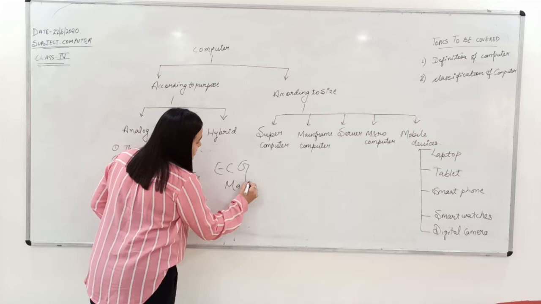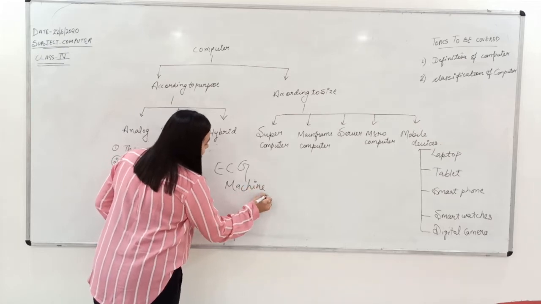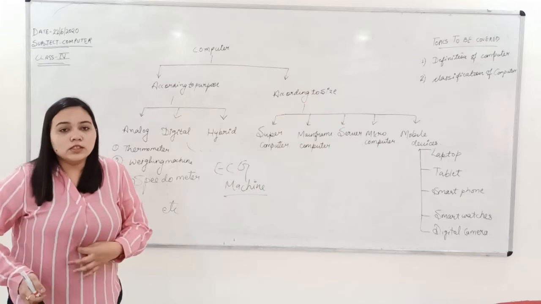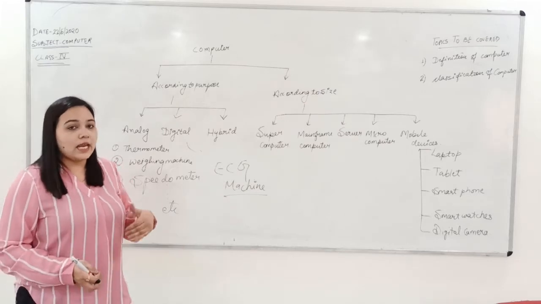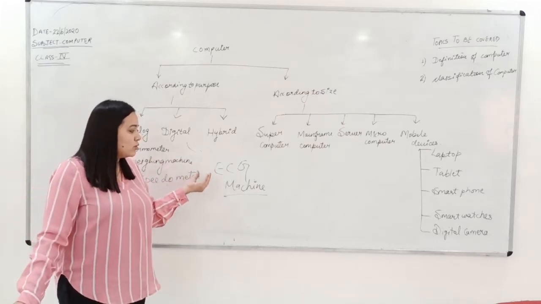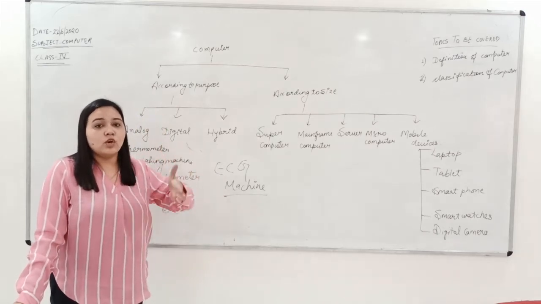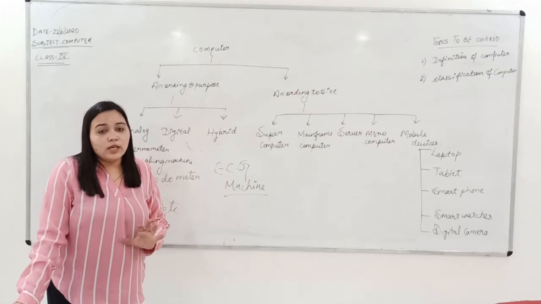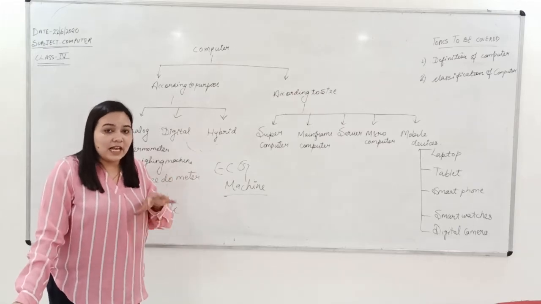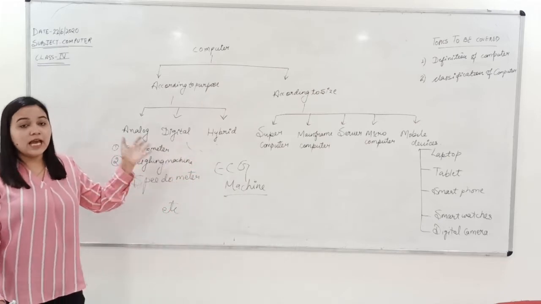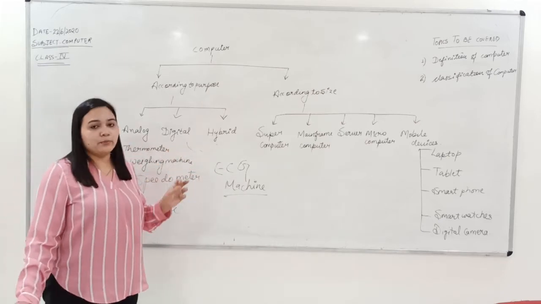An ECG machine is available in a hospital or a clinic, and a doctor can use it and show you the electrocardiograph, or your heartbeat, or your cardiology report. So this machine analyzes and then shows the result in a digital form. So both the features are used in this. That's why we call it a hybrid computer.